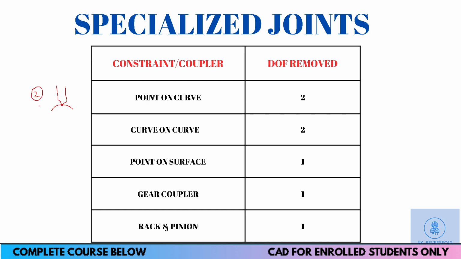There's a difference. Next is curve on curve. From the name itself, you can figure it out. When the curve is resting on the other curve, this will be our curve on curve constraint. The next one is point on surface. So suppose this is my surface and this is a point. The constraint between them would be given using this point on surface, right? Next is our gear coupler. By the way, you can see the degree of freedom removed in this column, right?